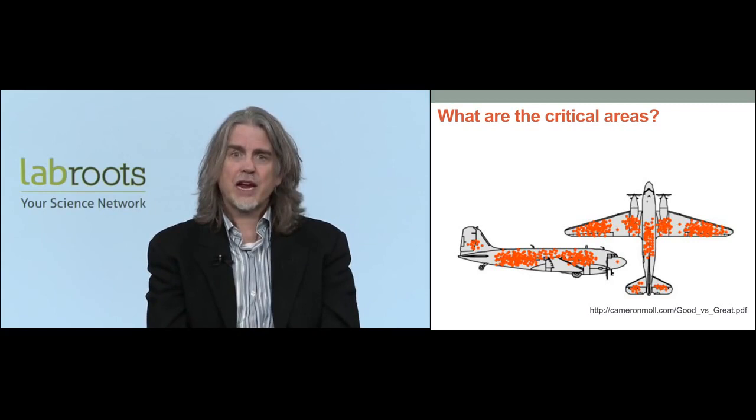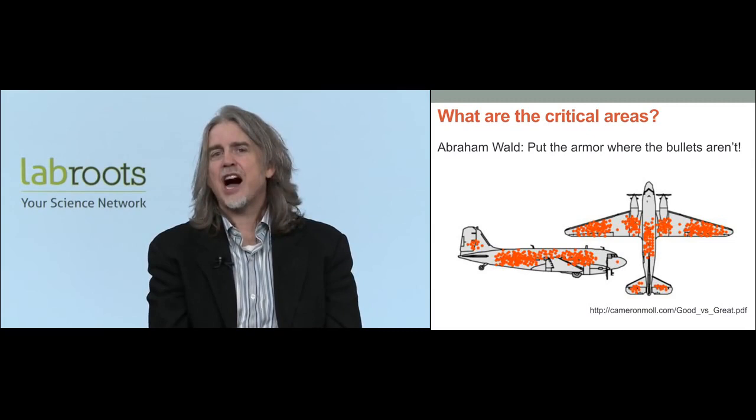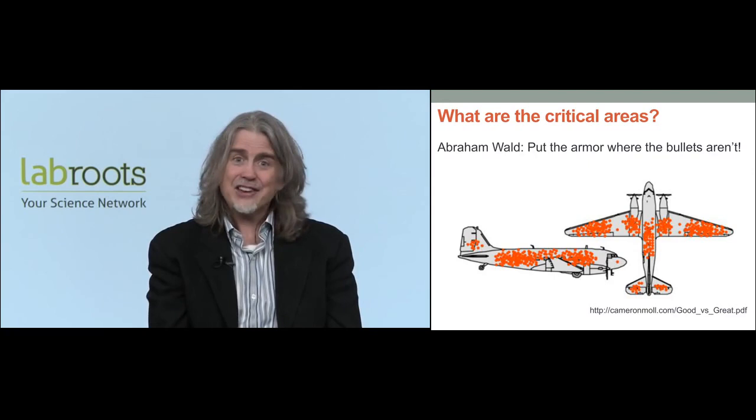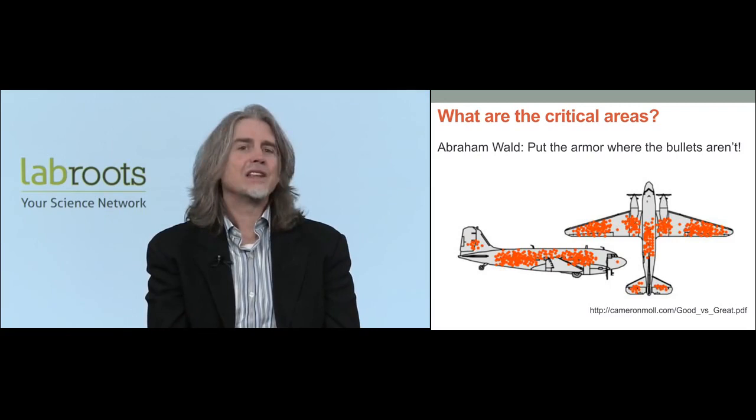So they were all geared up and ready to go into production when Abraham Wald, who was a statistician, walked in, took one look at their plans and said, stop. You want to put the armor where the bullet holes aren't. And the answer for why that makes sense is very simple. You see the holes that don't shoot the plane out of the sky. The holes you don't see are the ones that bring the plane down.